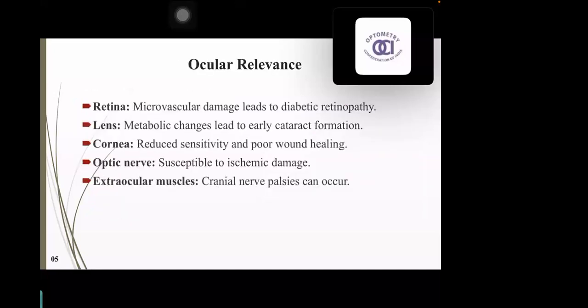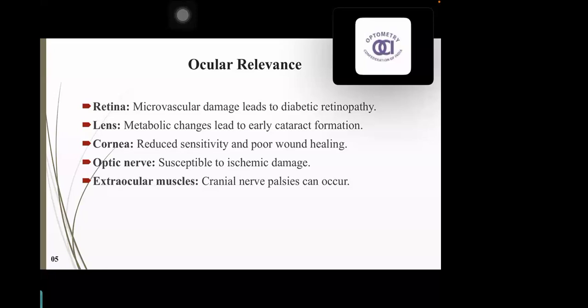Now let's look specifically at the structures of the eye affected by diabetes. First is the retina, the most commonly affected, leading to diabetic retinopathy, which is one of the leading causes of preventable blindness worldwide. The lens undergoes metabolic changes that accelerate cataract formation, often occurring much earlier than in non-diabetic patients. Then the cornea becomes less sensitive and heals more slowly, predisposing to recurrent erosions and infection. The optic nerve may suffer from ischemic damage, leading to optic neuropathy.